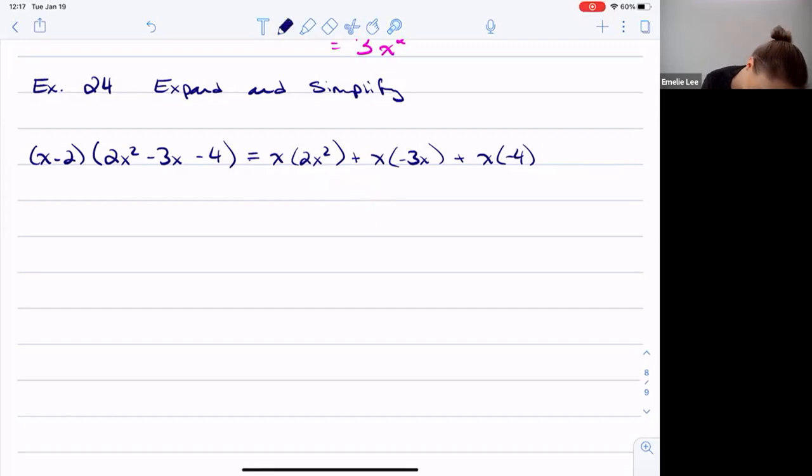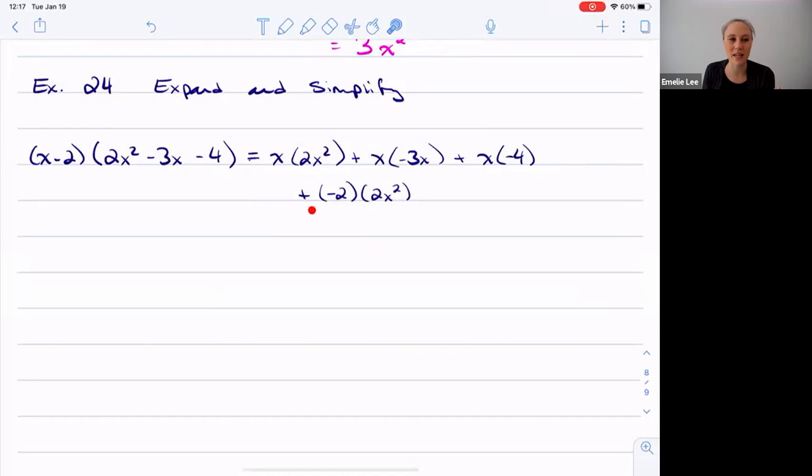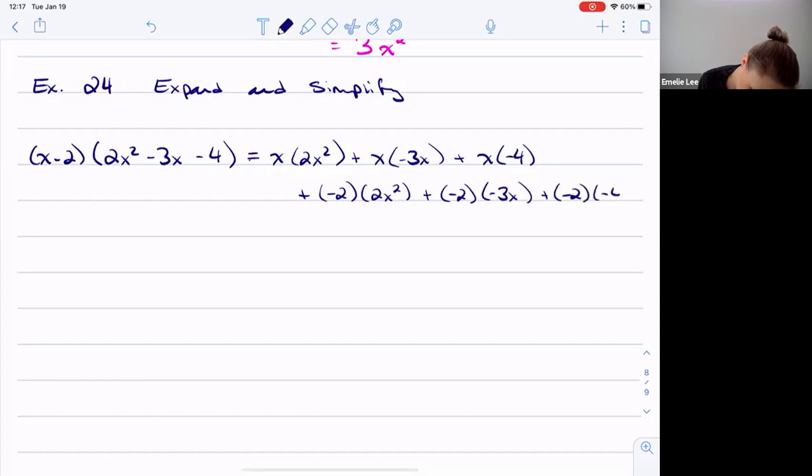So it's going to look like this, plus -2 times 2x squared. Notice that I'm keeping this -2 in brackets and I'm still adding, right? That's because I don't want any trouble. But if you wanted to, you could just use -2 times 2x squared. That's totally fine. But I just want to highlight that these are on their own. Plus, and then -2 times -3x plus -2 times -4.